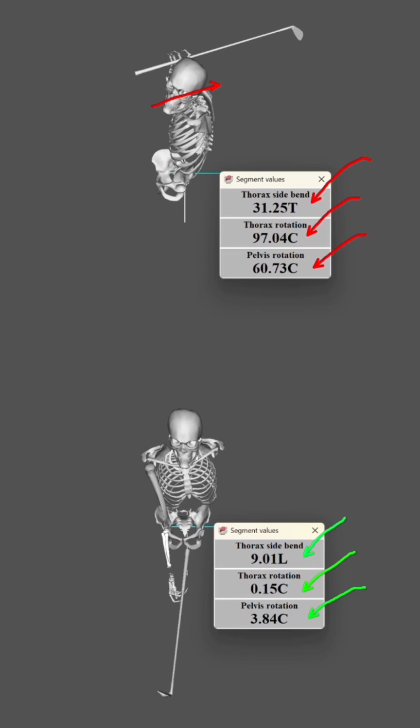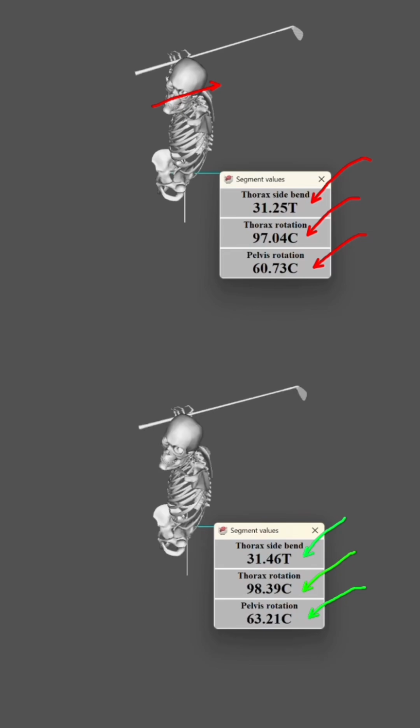And let's compare the top of backswing positions. Now let's look at that thoracic side bend again. 31.25 above, 31.46 below. Very little change. Thoracic in terms of the rotation, the chest rotation, 97.0 above, below 98.39. So maybe just over a degree. Our pelvis rotation, 60 degrees above, below 63, so only 3 degrees of change. So despite starting off in a very, very different orientation, they have found a similar-ish position at top of their backswing. Well, what about impact?